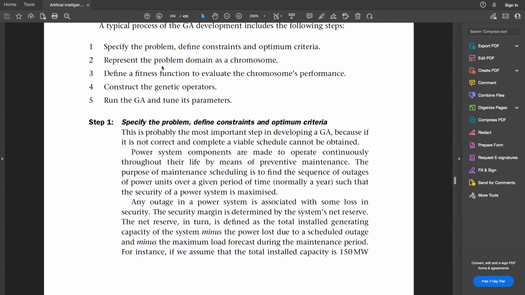Starting with step 1, that's where I was indicating that this is the most important step, because if it is not correct and complete, then a viable schedule cannot be obtained. So we define the details of the problem: power system components are made to operate continuously through their life by means of preventive maintenance. And the purpose of maintenance scheduling is to find a sequence of outages of power units over a given period of time, usually throughout a year, such that the security of a power system is maximized.